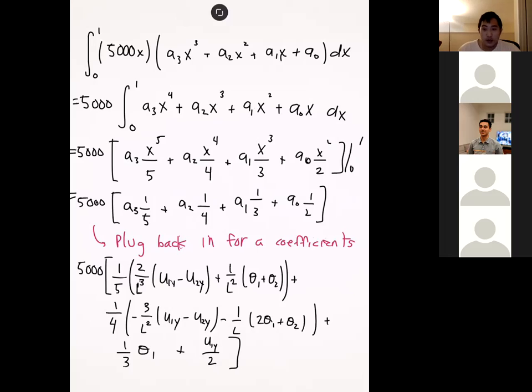And so now that we have the equation in this state, you'll notice that we have a lot of U1y's and U2y's floating around, and theta 1s and theta 2s. What we're going to do at this point is group like terms such that we get 4 terms, 1 for U1y, 1 for U2y, 1 for theta 1, and 1 for theta 2. So the next step is group like terms.